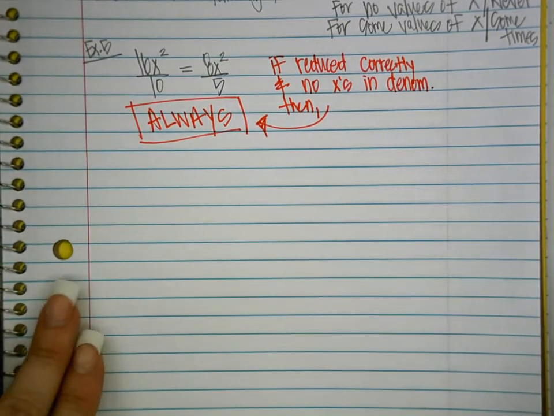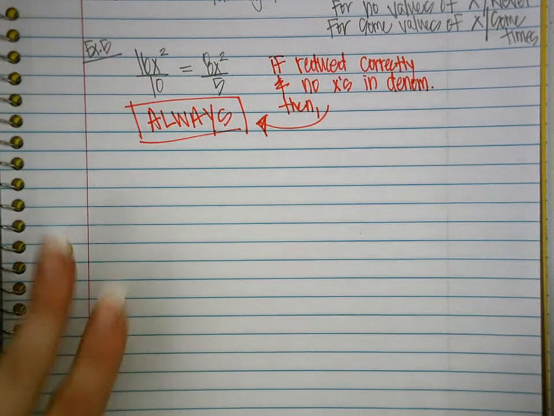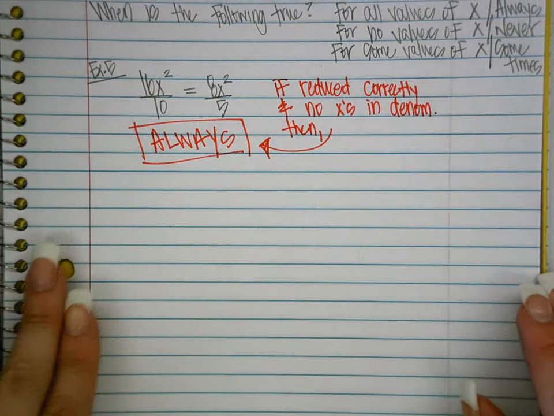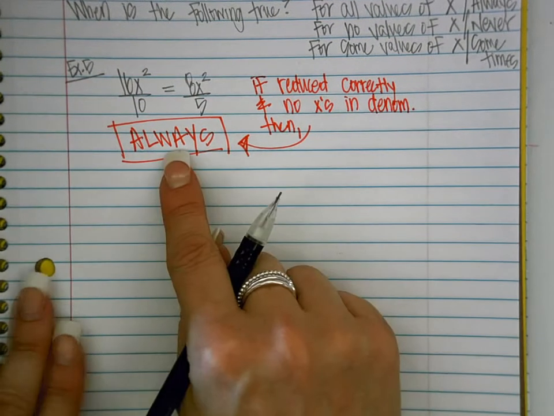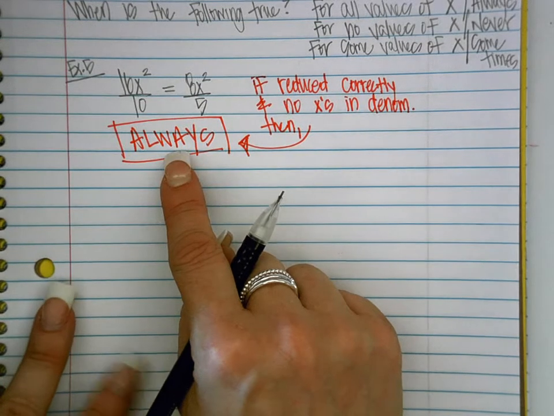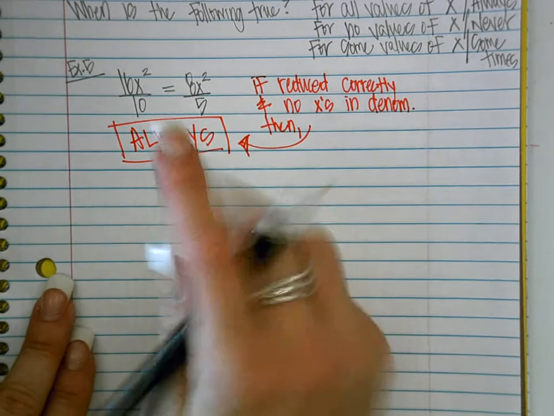That's what that means. So first you need to check to see, is it reduced correctly? If it is reduced correctly and there are no x's in the denominator, your answer will be always. Okay, I have 2 more.